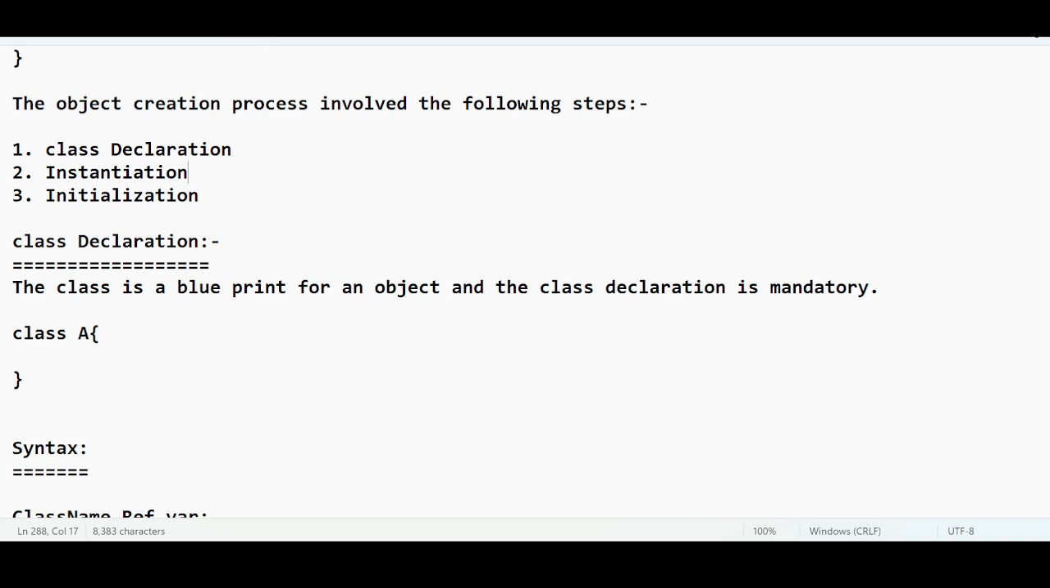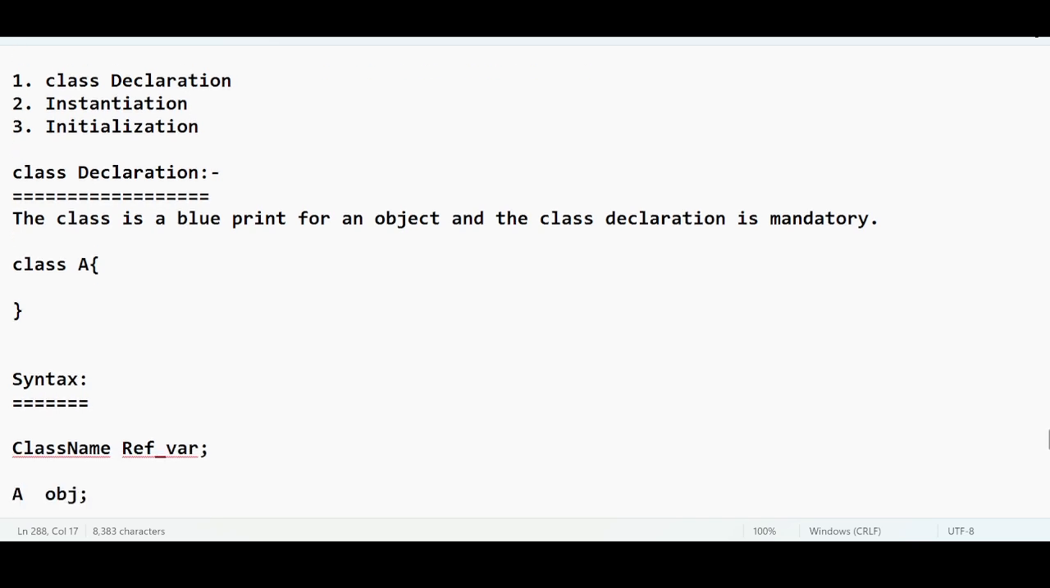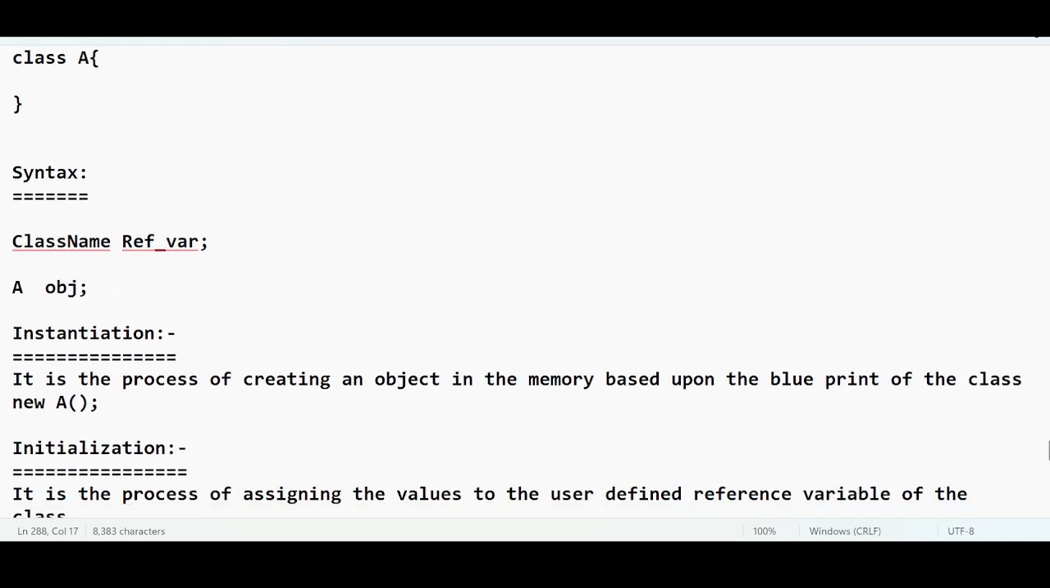Right? What are the memory areas in the JVM? So we have discussed 3 memory areas: method area, stack area, and the heap area. Right? So now we have got a complete picture about the object creation.